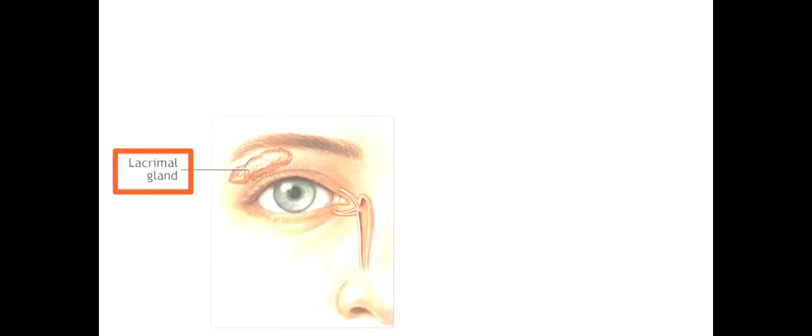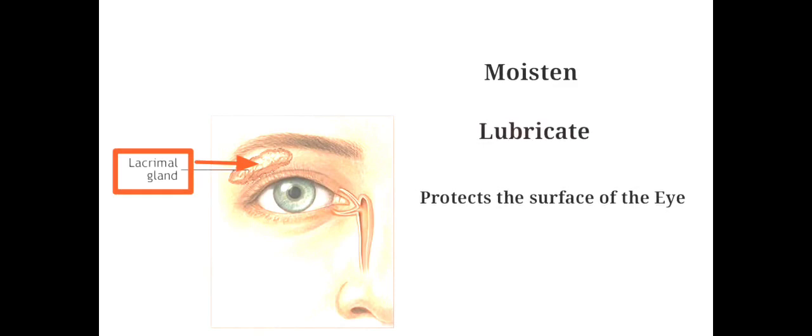The lacrimal gland lies within the orbit of the outer portion of the upper eye. The gland continually secretes tears which moisten, lubricate, and protect the surface of the eye. Excess tears drain into small ducts which empty into the nasal cavity.